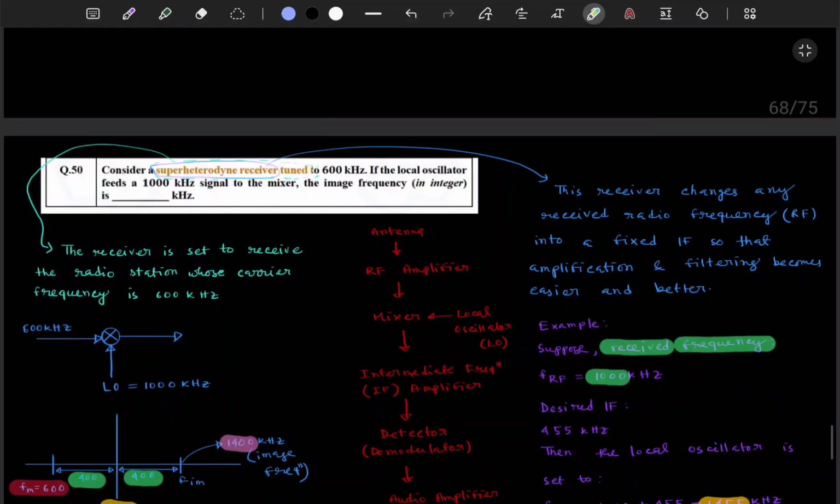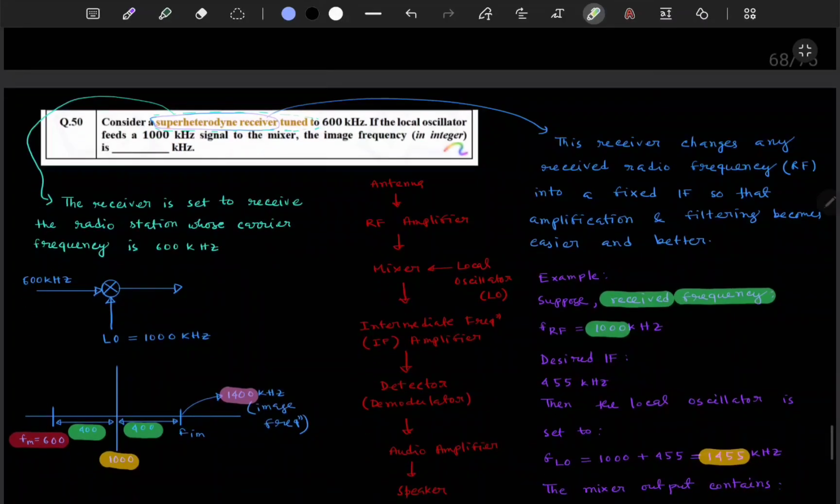Now the next question, question number 50. Consider a superheterodyne receiver tuned to 600 kilohertz. If the local oscillator feeds a 1000 kilohertz signal to the mixer, the image frequency is how many kilohertz? We need to find this out.